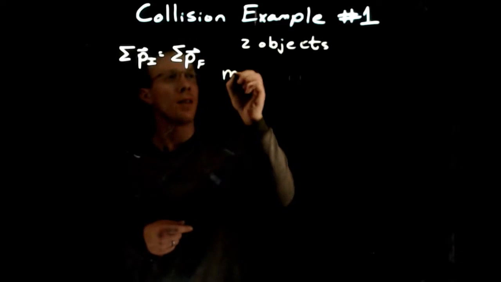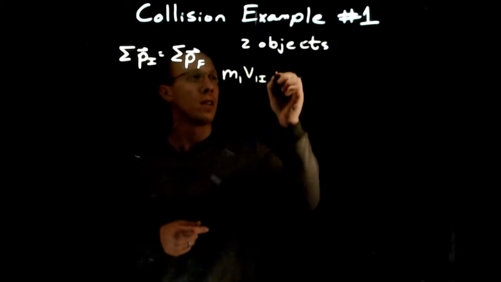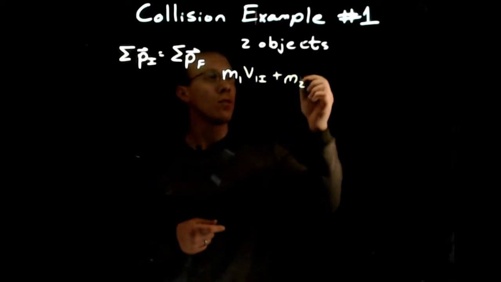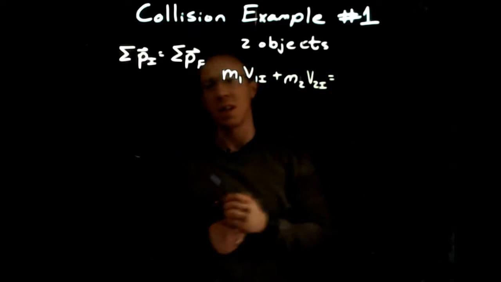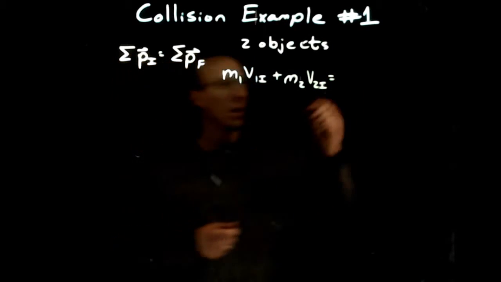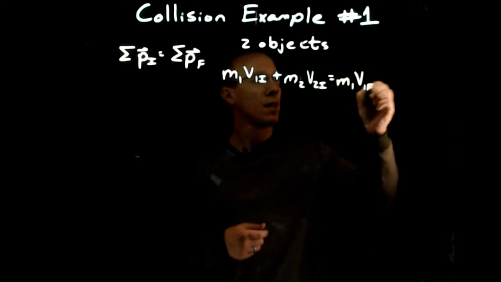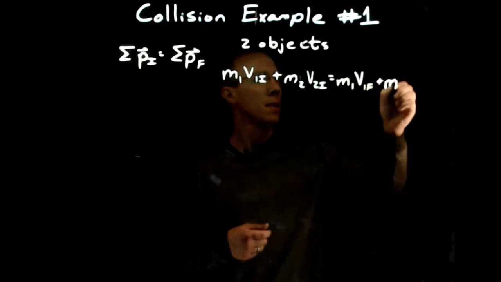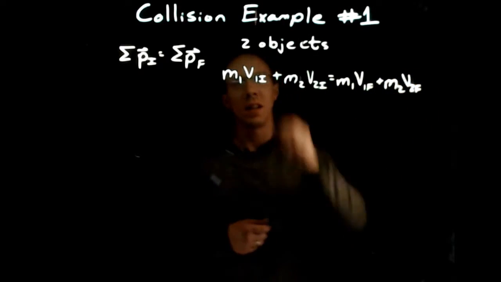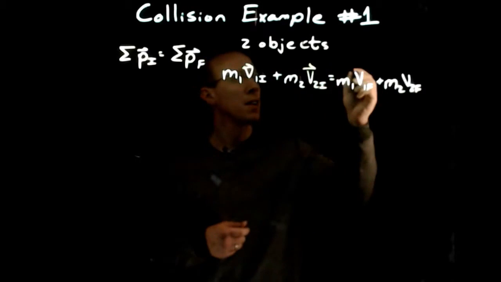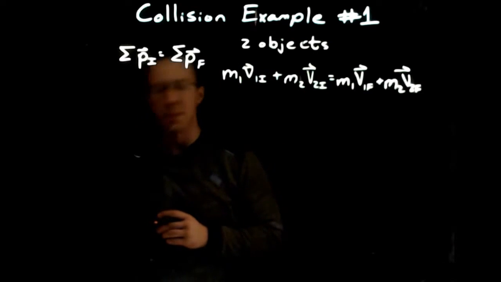Initially, we would have mass 1 times velocity 1 initial plus mass 2 times velocity 2 initial. And then those would just equal our mass 1 times its final velocity plus mass 2 times its final velocity. And then we have our vectors here. And then it's a pretty simple, straightforward problem.